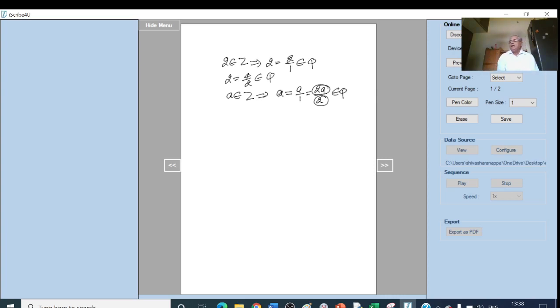That means every integer is a rational number, but every rational number need not be an integer. For example, if I take 2 by 3, this belongs to Q. This is a rational number. But 2 by 3 does not belong to Z. So Z is a subset of Q, but Q is not a subset of Z. So here we have N is a subset of Z and Z is a subset of Q.